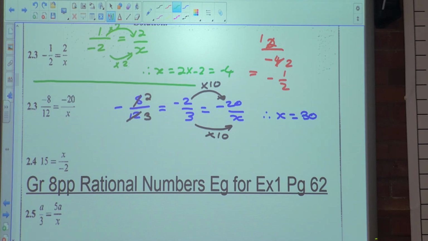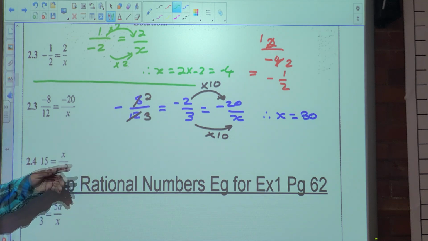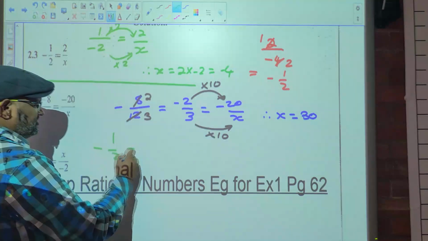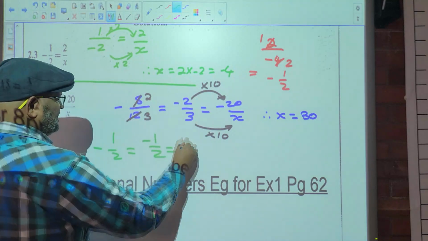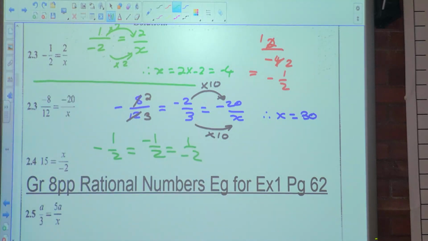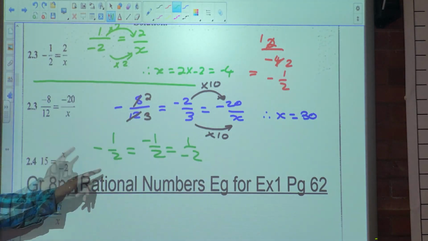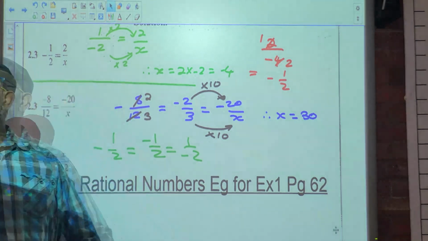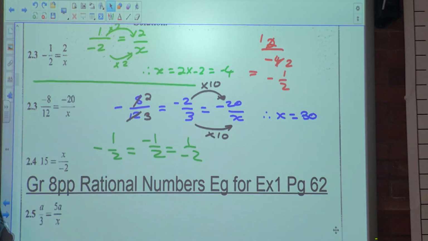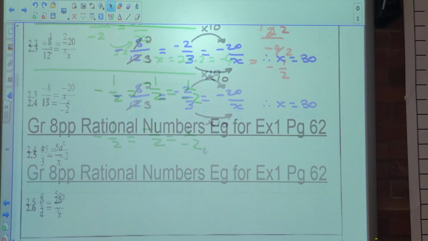Somebody's hand was up at the back. Sorry? I thought that the negative in the middle was for the entire thing. No, the negative in the middle is for the entire fraction. What I'm saying is that it could be written like that, or it could be written like that. It doesn't matter. So if it's in the middle, it's for the whole fraction. Okay. Anything else? Right, let's go to the next question.